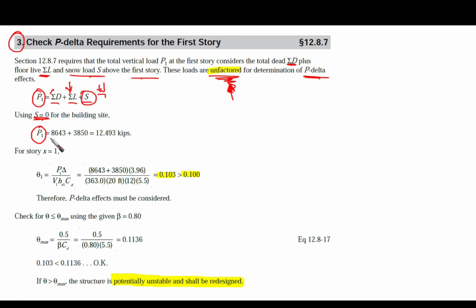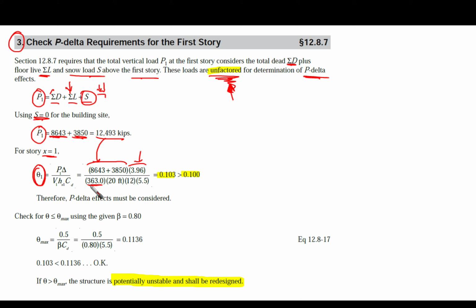is going to be only the summation of dead load and live load as given in the problem, and we are going to have it with this value, 12,493 kips. For story X1, we are going to substitute in the main stability coefficient equation, and we are going to put all the values here. P1, it is the summation here. Delta is given for us, or we have calculated it from the previous slide.